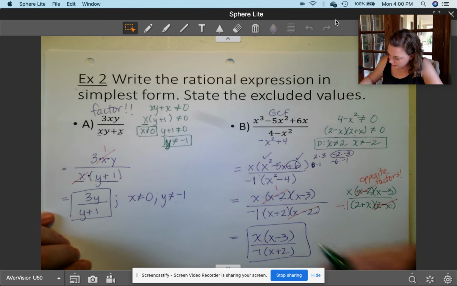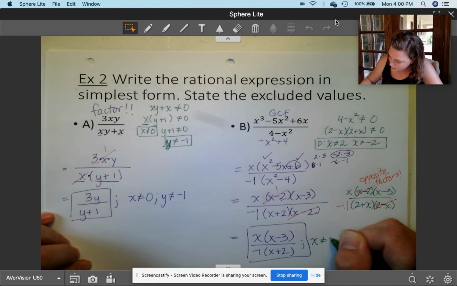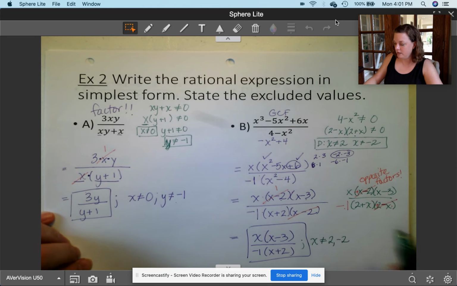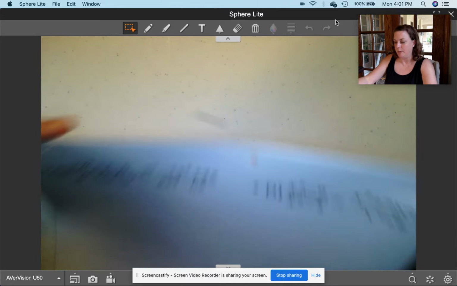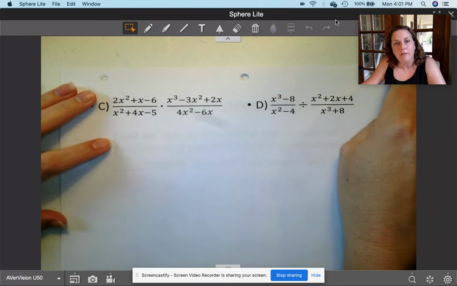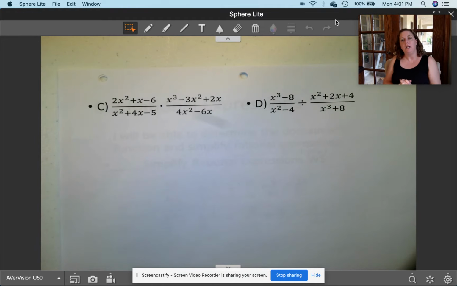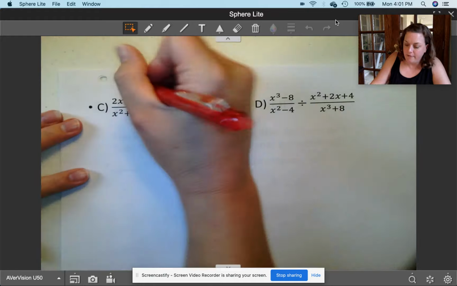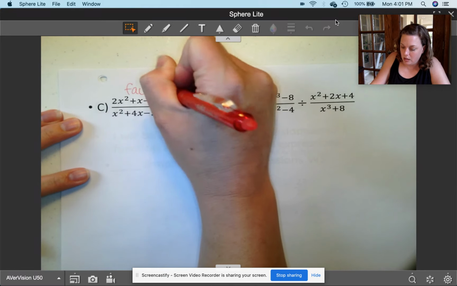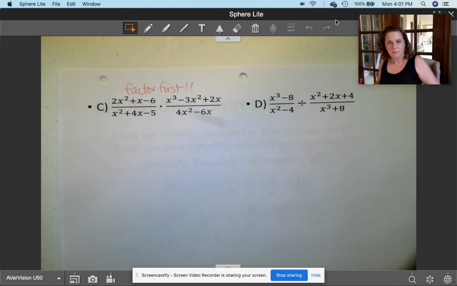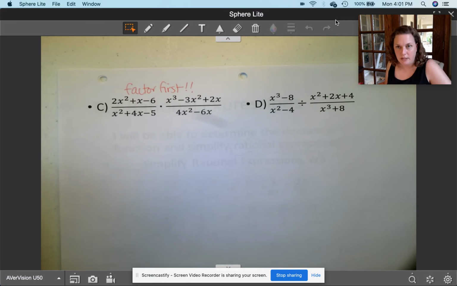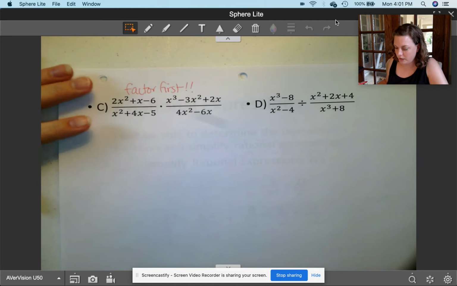And we should also include our domain here. X cannot equal 2 or negative 2. All right. Always a good idea to be thinking about domain. Denominator, domain, denominator, domain. All right, so you're going to have some multiplying and dividing rational expressions. Multiplying, very, very easy. Factor first is the rule. I don't need to think about a domain on these. They're not going to ask what's the domain. So we're just simplifying, just working on the skill.